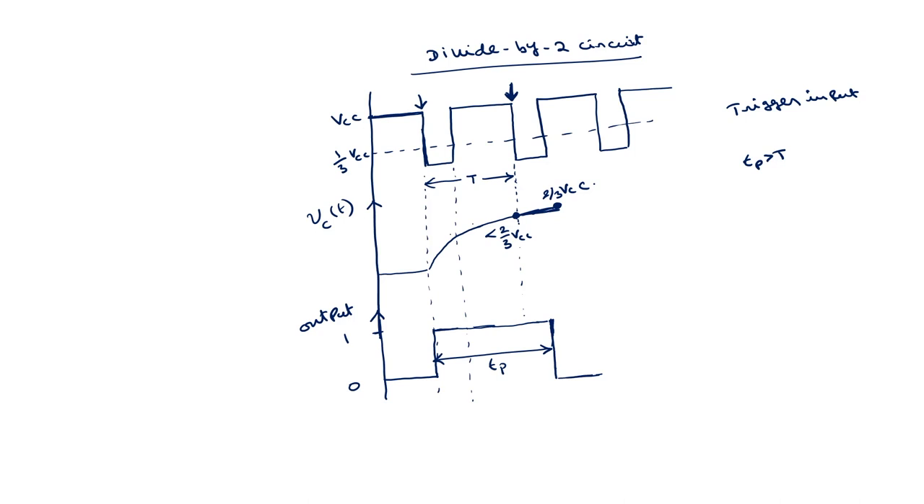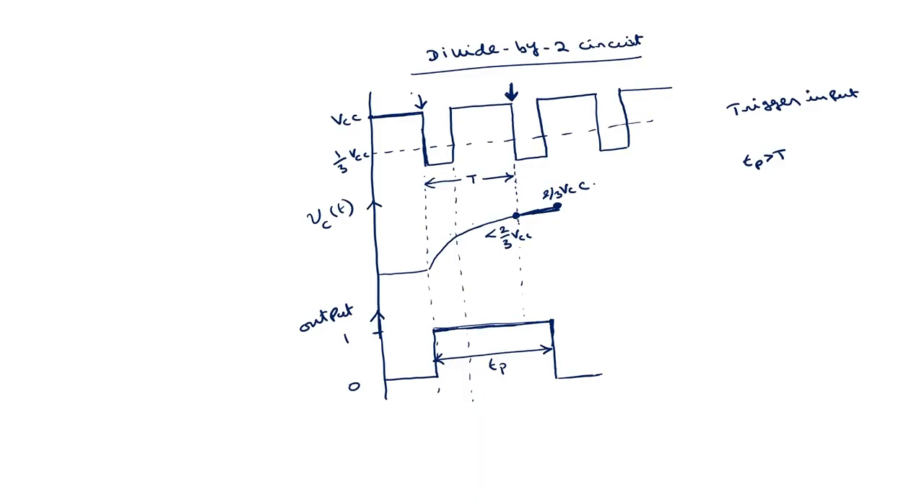So we know that even if a second negative going pulse is applied, until this output is high, it will not recognize that second negative going pulse. The reason is, if I start from the negative going pulse here, S is equal to 1, R is equal to 0, so we get Q is equal to 1, Q bar is equal to 0. Q is equal to 1 means the output is also 1, since the output is nothing but Q. During this portion S remains 1, because the voltage is slightly less than 1/3 VCC, so S becomes 1.